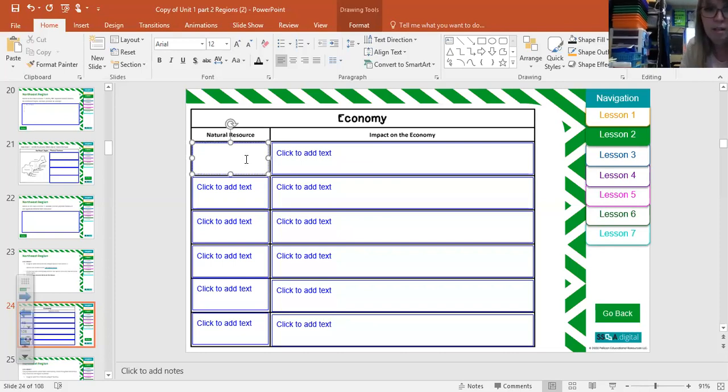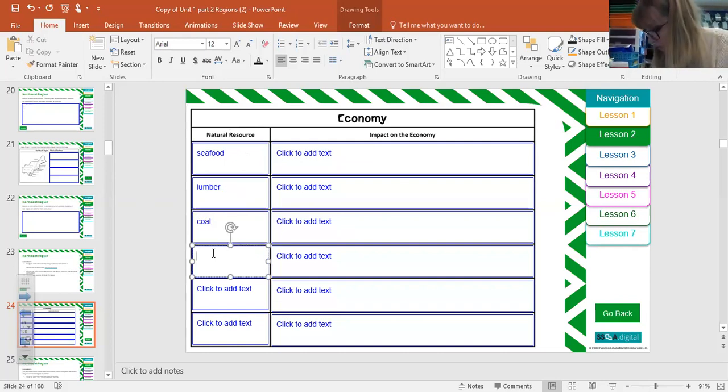include seafood. The next one is lumber. The next one is coal, fur, and seaports. I think that's what this is, seaports.